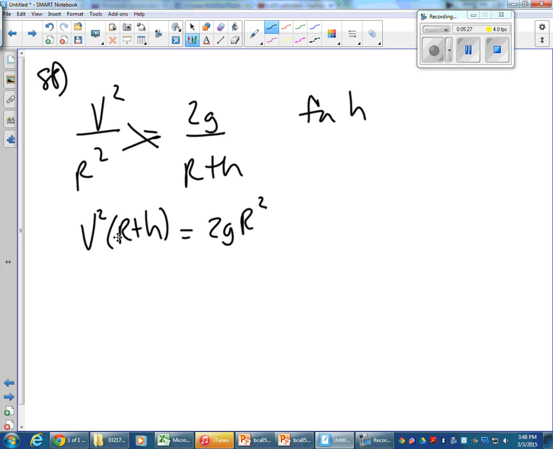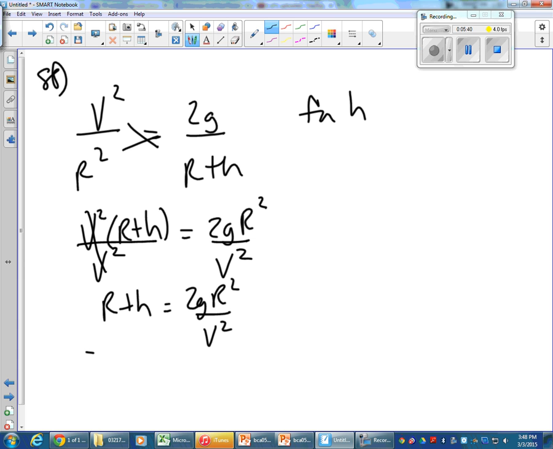I'm trying to solve for h, so let me get rid of the v squared first. So that is r plus h equals 2gr squared over v squared. And then all I've got to do is subtract r, and that is solving for h. H equals 2gr squared over v squared minus r. So just use the rules that you've learned for rational equations and for radical equations and apply those to these formulas, and you should be in good shape.